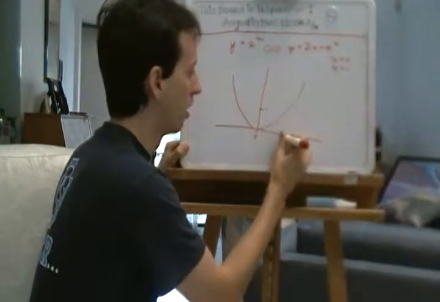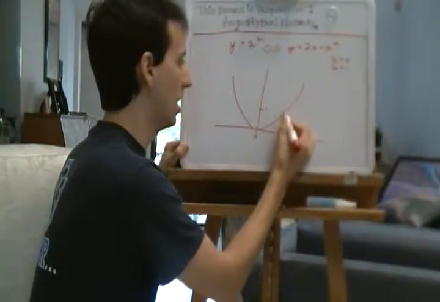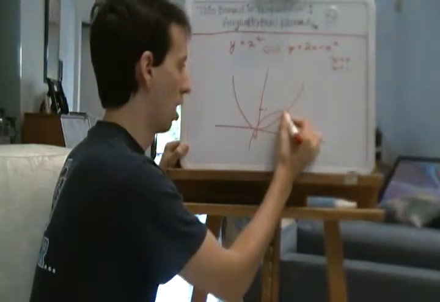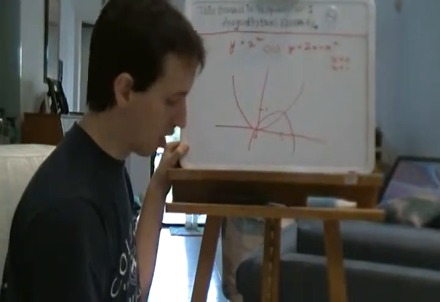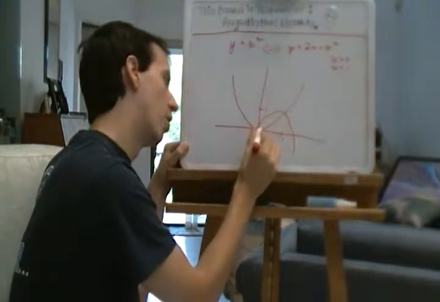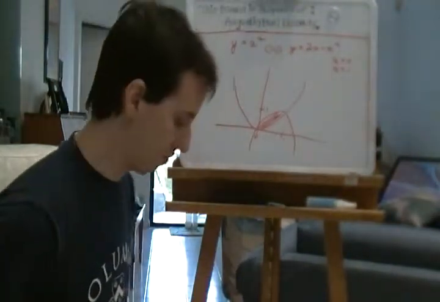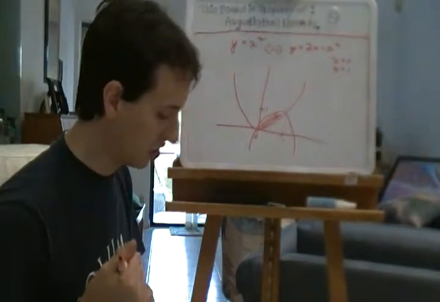And here's 1. There's 1. And we'd have an intersection here at 1. So you can see that this is the area right in there, this little area. That's what we're going to want to be finding the area of.